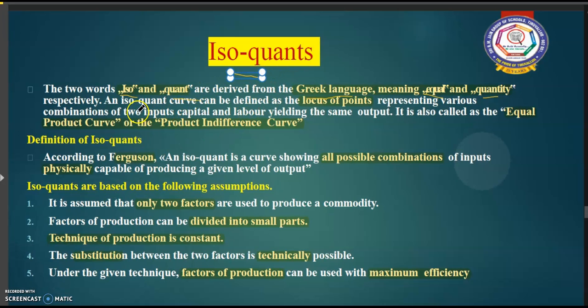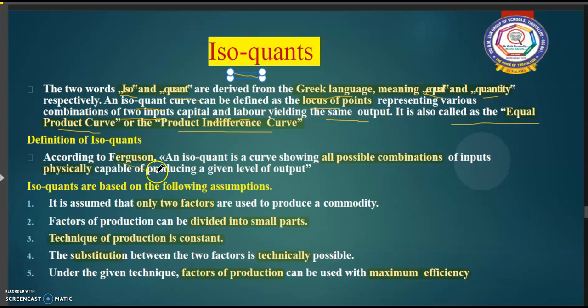So an isoquant curve can be defined as the locus of points representing various combinations of two inputs, that is capital and labor, yielding the same output. It is also called the equal product curve or the product indifference curve.